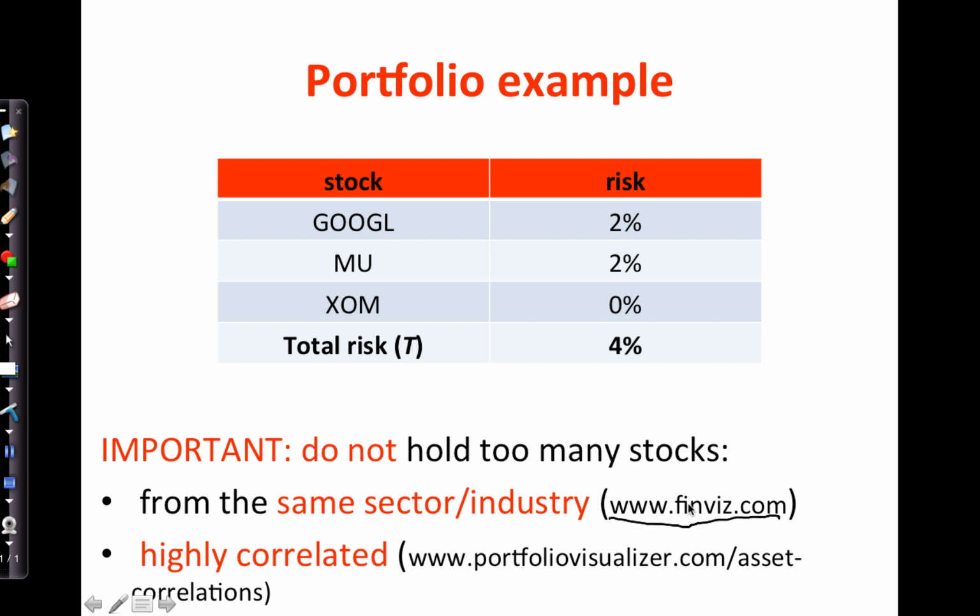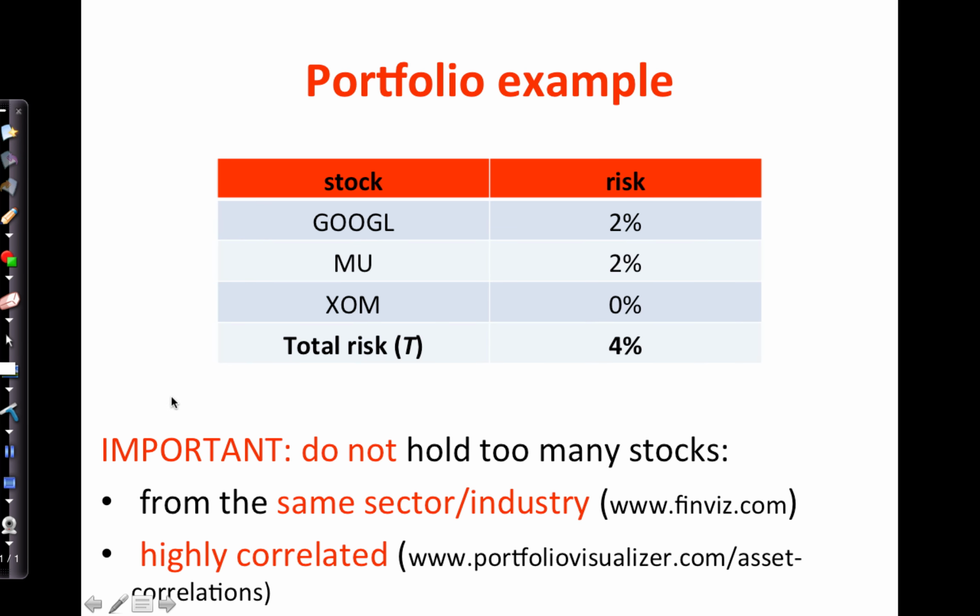Okay, and then we don't want to have stocks that are highly correlated. Highly correlated means they move together. And to look at the correlation, this is the website I use. Okay, I will put the link in the description of the video.